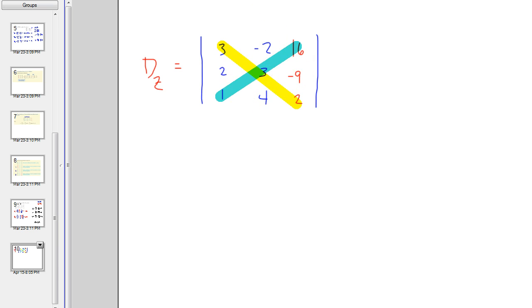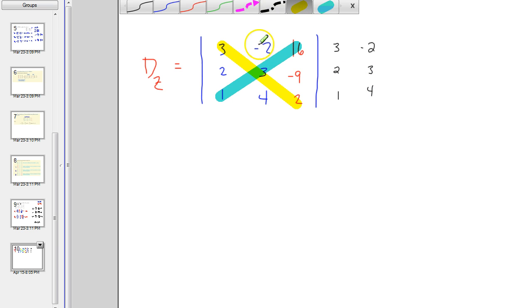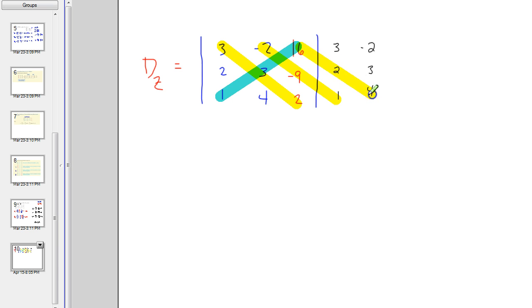So what we do here is we copy the first column out to the side. So this 3, 2, and 1. And then we copy the middle column right beside that again. It's like the very first 2 columns get copied again. And what we do is we multiply diagonally this way all the way through until we get to that 16. So every piece on the top has been multiplied from upper left to bottom right.